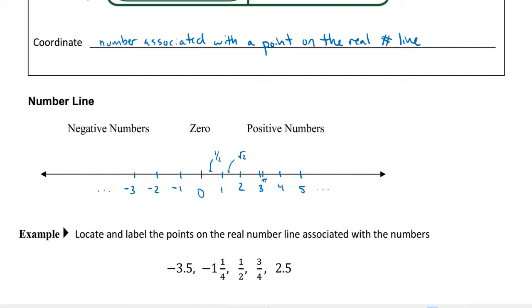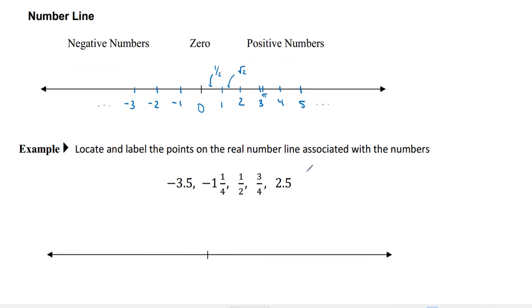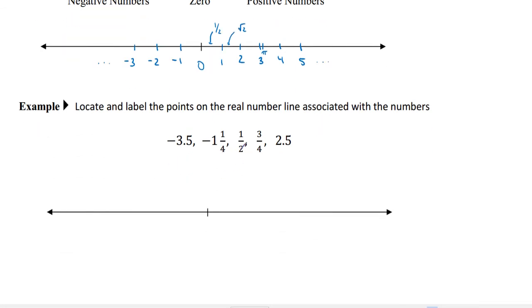So continuing on, let's try to solve an example together. Once you have this real number line, it's usually good to designate where 0 is on this number line, just so you have a relative place to compare all the numbers. And let's locate and label the points on the real number line associated with these numbers here. Okay, so -3.5.